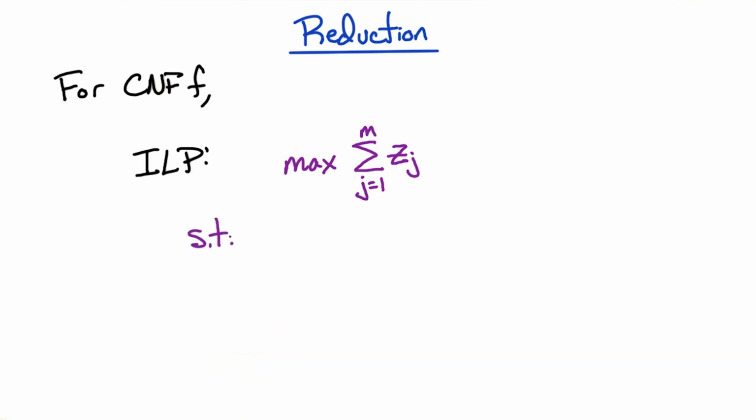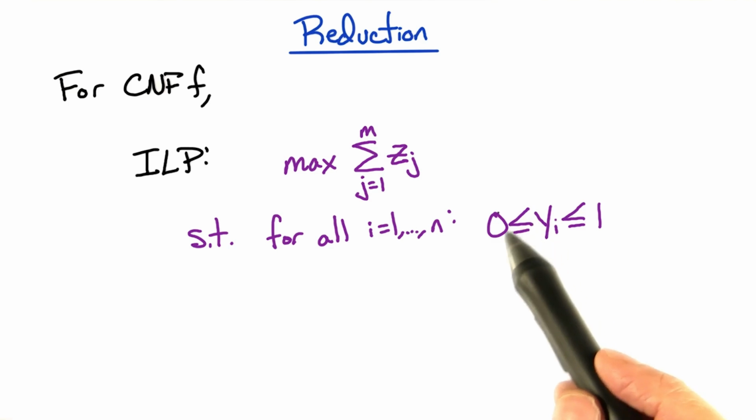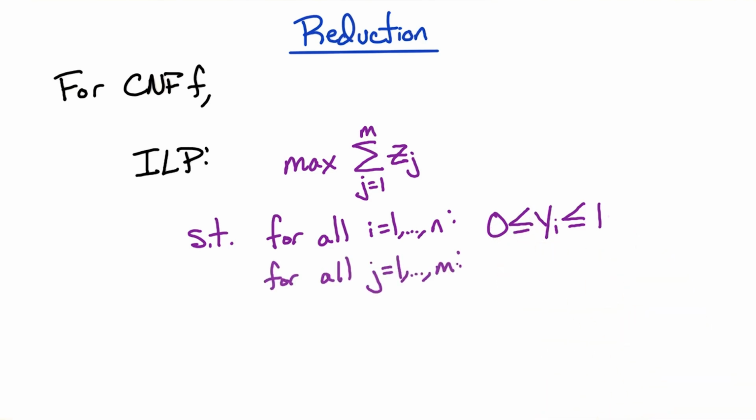Now what are the constraints? Recall we have a variable for each variable in the formula, and we also have a variable in the ILP for each clause in the formula. So let's go over the variables in the formula first. For i going from 1 to n, we're going to constrain yi to be between 0 and 1. And since this is integer valued, it takes value 0 or 1. Now for each clause, similar constraint, zj takes value 0 or 1. And then we have the constraint for the clause that we just reviewed.